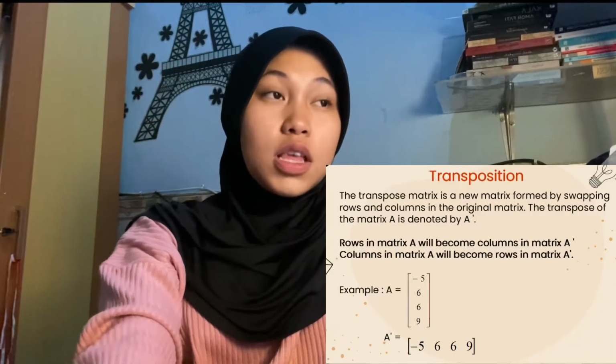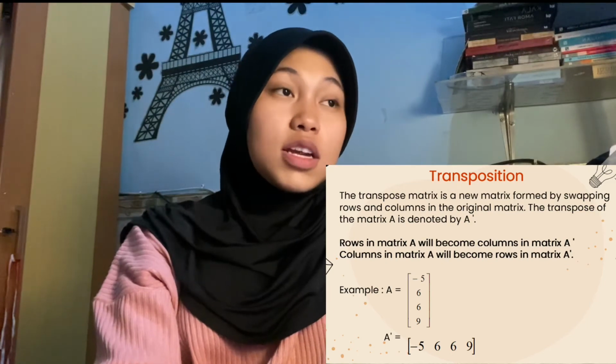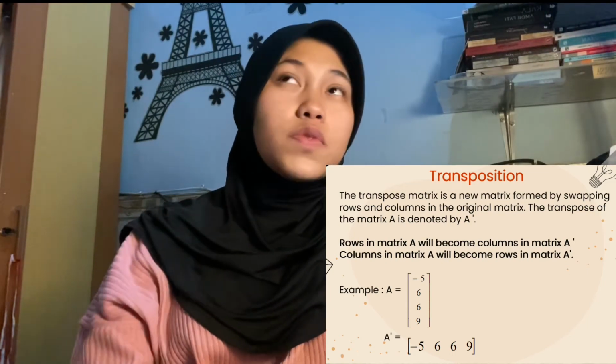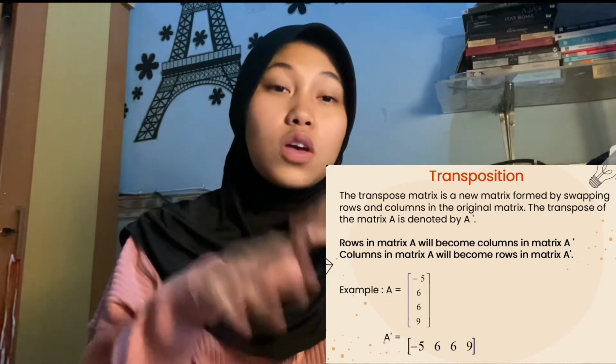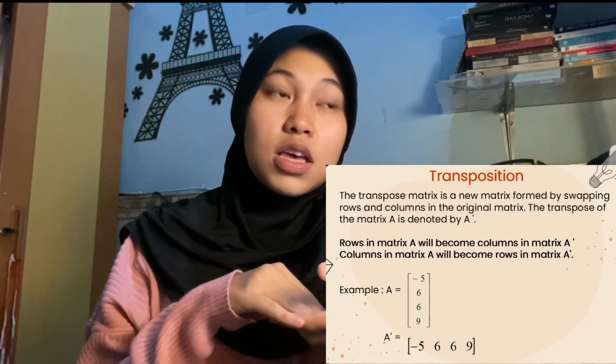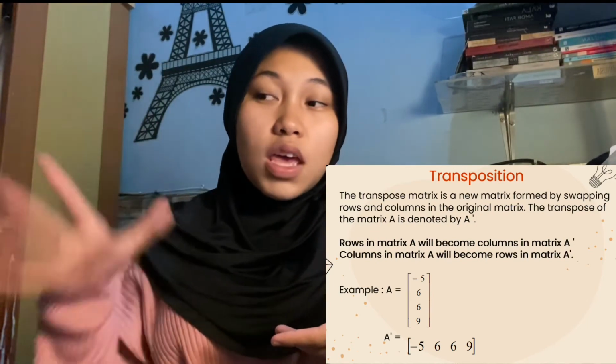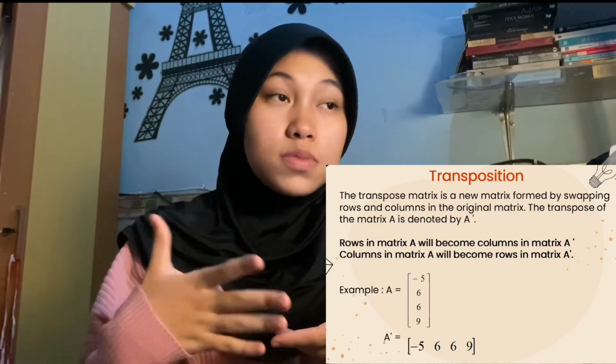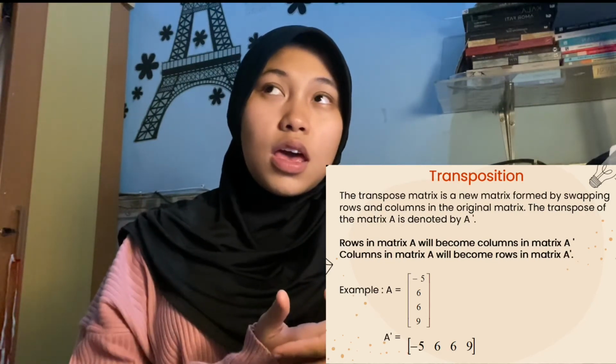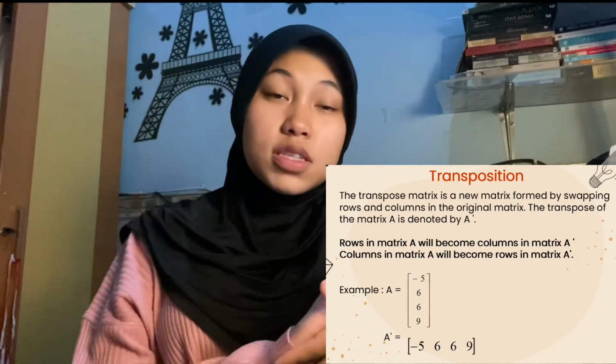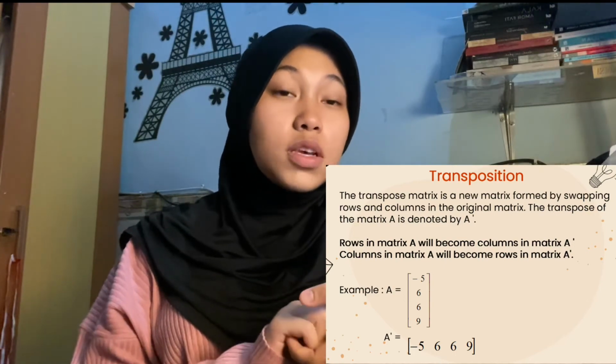Nah, that's the explanation about basic matrix operation. And then we jump into the transposition. What is the transposition? Transposition is a new matrix formed by swapping rows and columns in the original matrix. So rows in matrix A will become columns in matrix A, and then columns in matrix A will become rows in matrix A. Example.